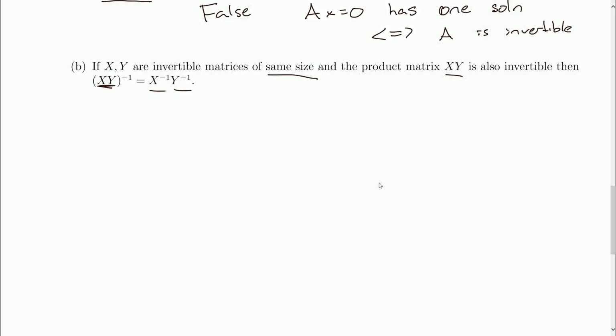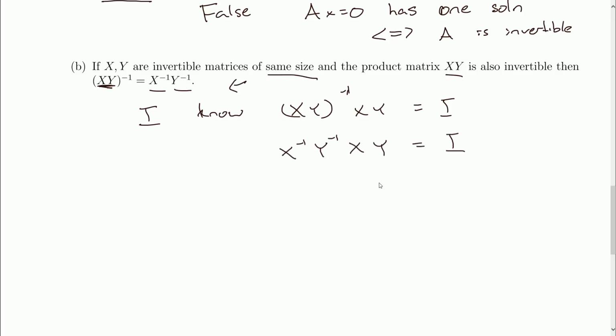Well, I know, for example, that xy inverse times xy should be the identity matrix, whatever size you need. I'll just call it I for right now. They're proposing that this is the inverse. So then I should get x inverse, y inverse, xy, and it should be I. Well, I'd really like to cancel these two out.